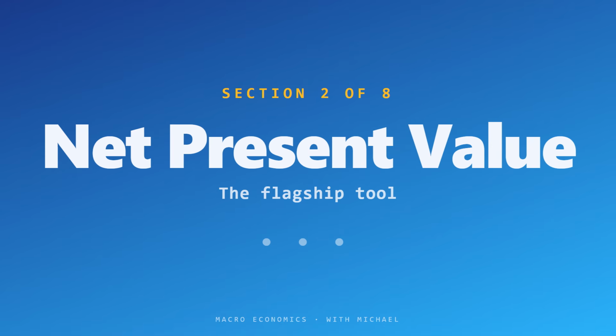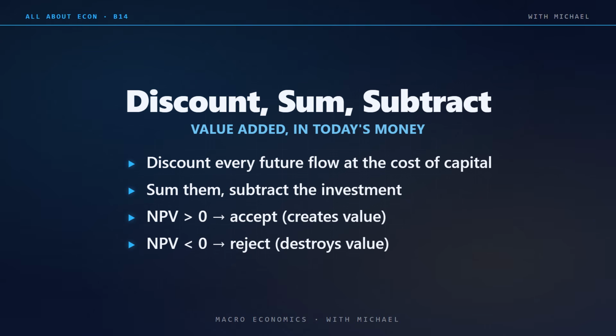Section 2. Net present value. The flagship tool is net present value, or NPV. You take every future cash flow a project generates, discount each one back to today at the company's cost of capital, sum them up, and subtract the initial investment. The rule is beautifully simple. If the NPV is positive, the project creates value, so you accept it. If it is negative, the project destroys value, so you reject it.